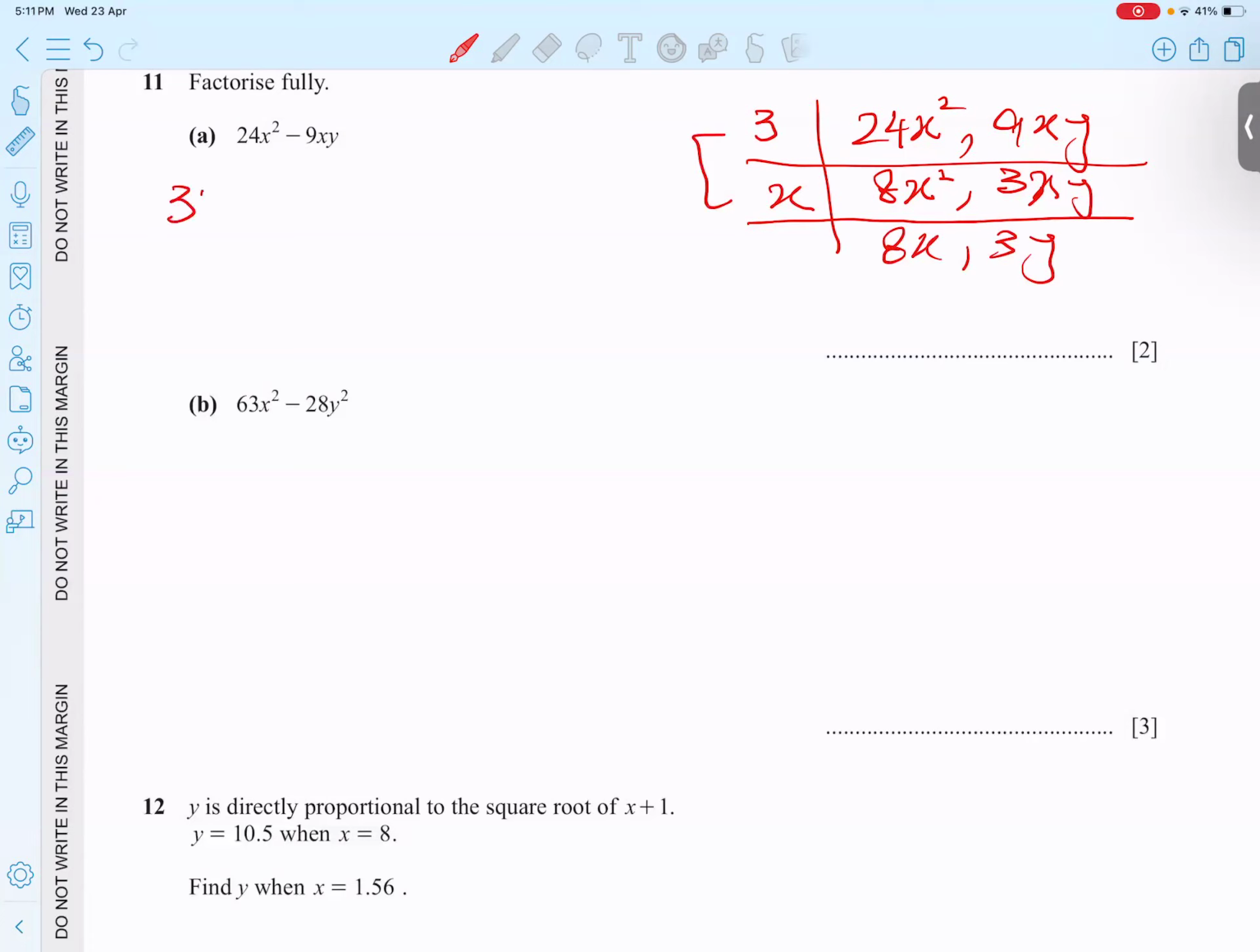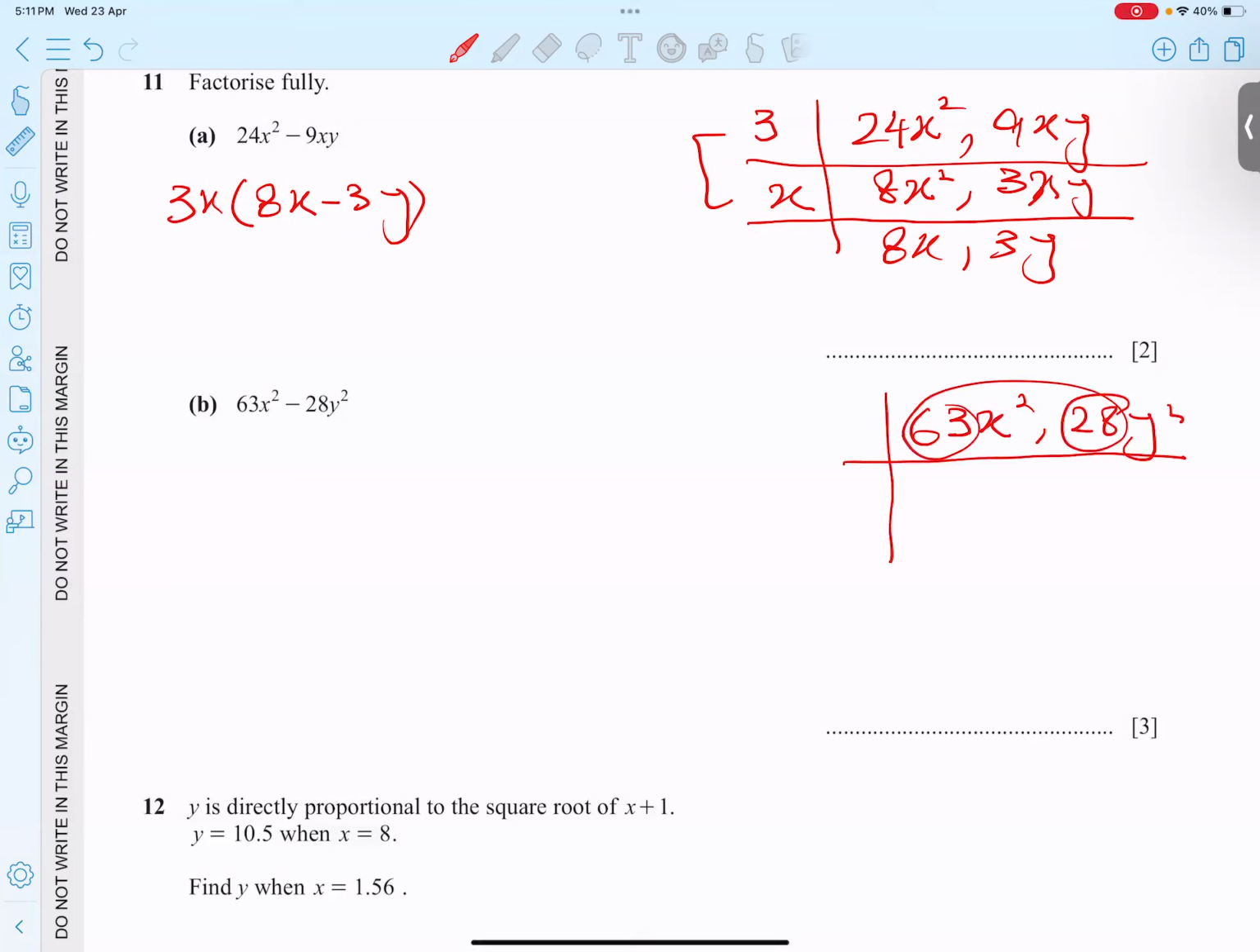So I can take 3x common, and what is left in the bracket? These will be left with a negative sign in the middle. I hope you got the idea. This is a 2-mark question. Now let's talk about this one. Again, I will try the same, with 28y to the power 2. They are divisible by one common table, and that table is 7. 7 nines are 63, 7 fours are 28. So 7 common, and in the bracket I got 9x to the power 2 and negative 4y to the power 2.